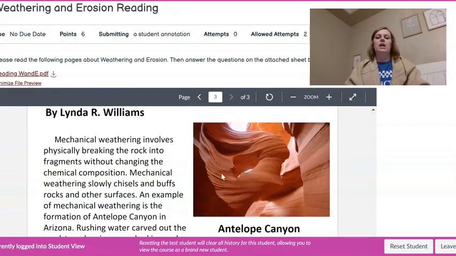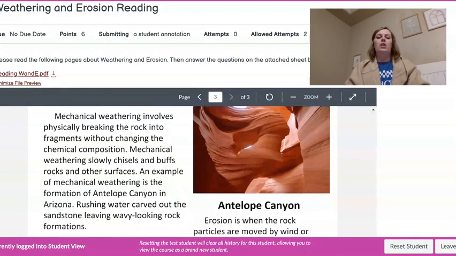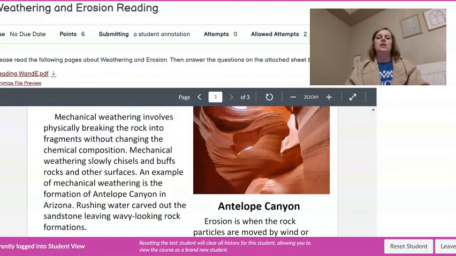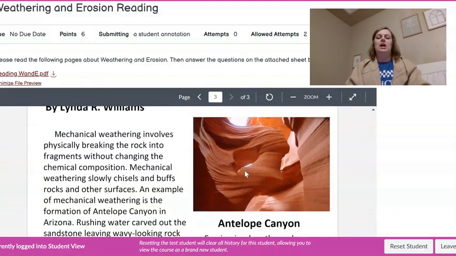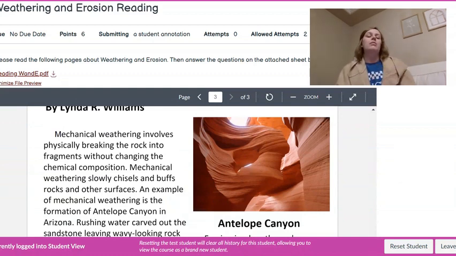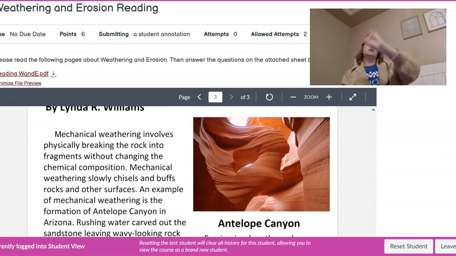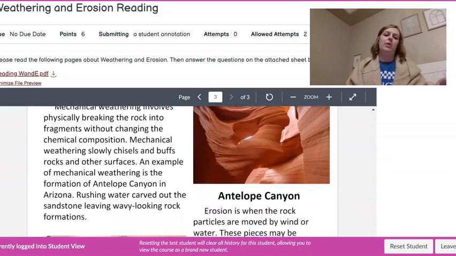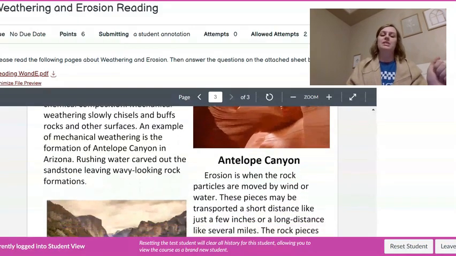That's shown right here. Rushing water carved out the sandstone, leaving wavy looking rock formations. This one is in Arizona, but we have a lot of examples of this in southern Utah. If you've ever been to Zion National Park or Arches National Park and seen that big Delicate Arch that's on the license plates, that was formed this same way with wind and rushing water and things.